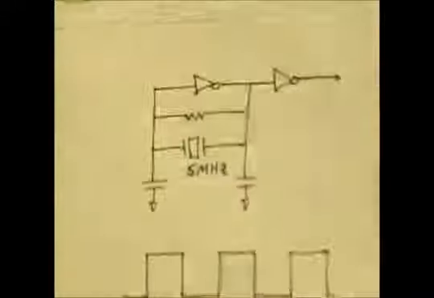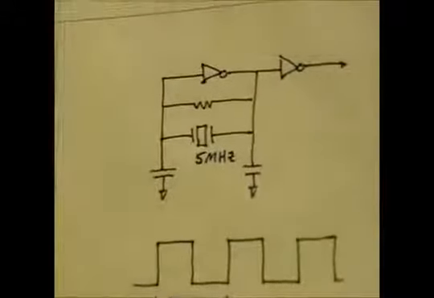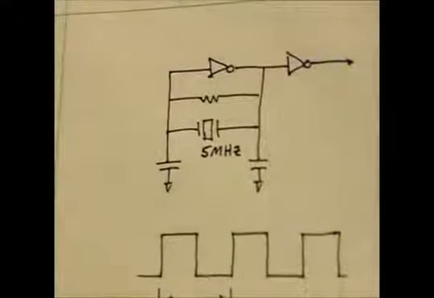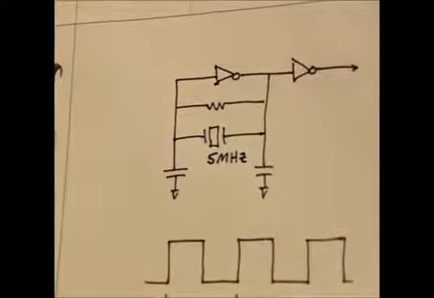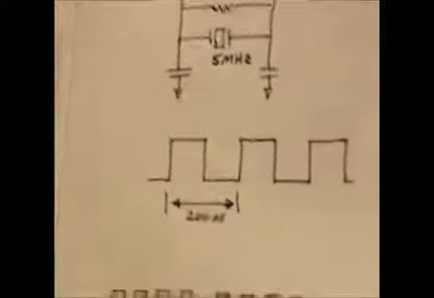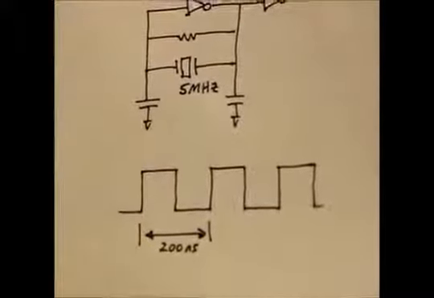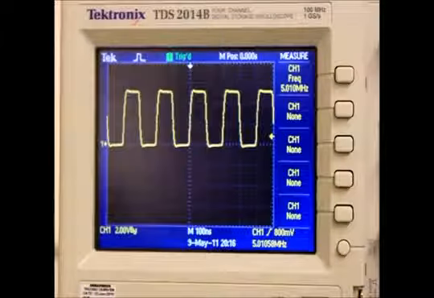And so what I'm probing is a standard Pierce oscillator circuit with a ceramic resonator set up as a 5 megahertz oscillator. That gives us a 200 nanosecond period on the waveform, which is what we see here on the scope.